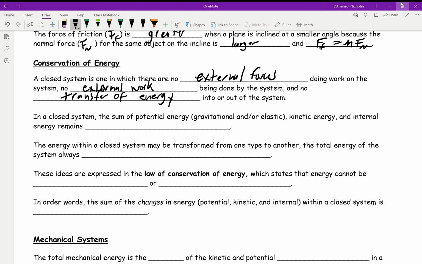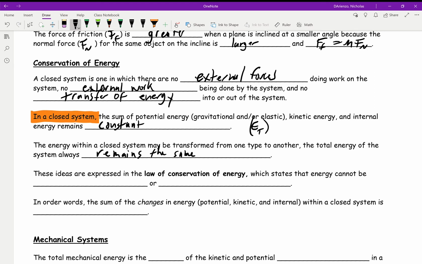In a closed system, the sum of potential energy, kinetic energy, and internal energy always remains constant. And this is our E sub t. The key point here is that this is in a closed system. We can transfer these types of energy from one type to another, but the total amount of energy in that system will always remain the same. It's simply going to take different forms and be transferred from one place or from one object to the other.